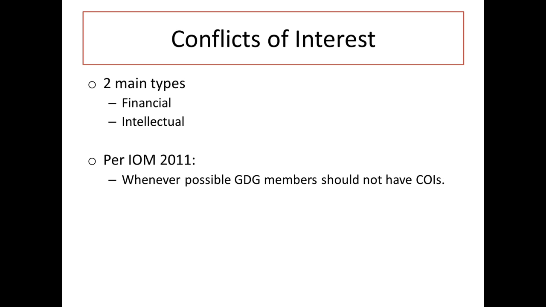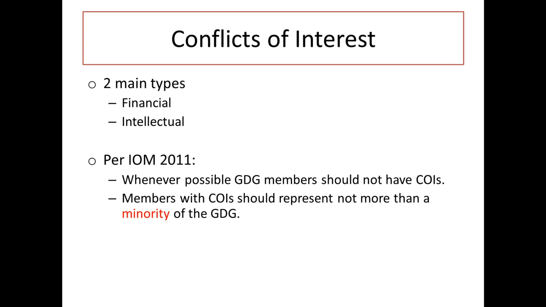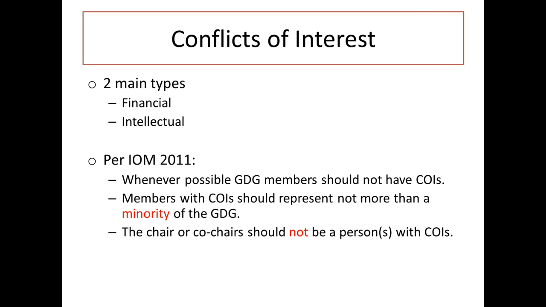And per the Institute of Medicine principles on developing trustworthy guidelines, hopefully this all makes sense, whenever possible, the members of guideline development groups should not have conflicts of interest. And if it's impossible to not have any conflicts of interest, the vast minority of people on the guideline panel should have them. Importantly, the chairs and co-chairs should not have conflicts of interest. And the funding agency should have no role in clinical practice guideline development.